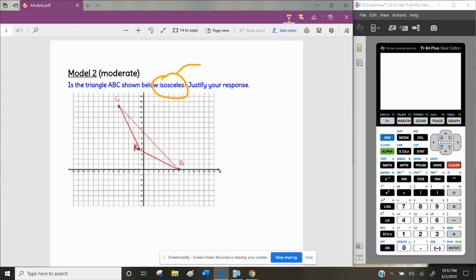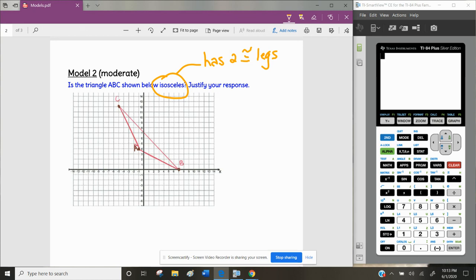isosceles? So that's some vocabulary from earlier in this year, and we know that an isosceles triangle has 2 congruent legs or sides, or equal legs or equal sides, which also means it has 2 equal angles. But we're not going to be using a protractor on this. We're going to be investigating the equal sides part.